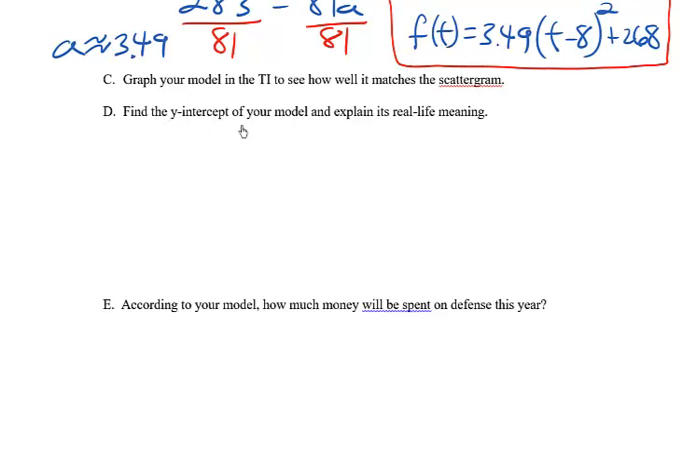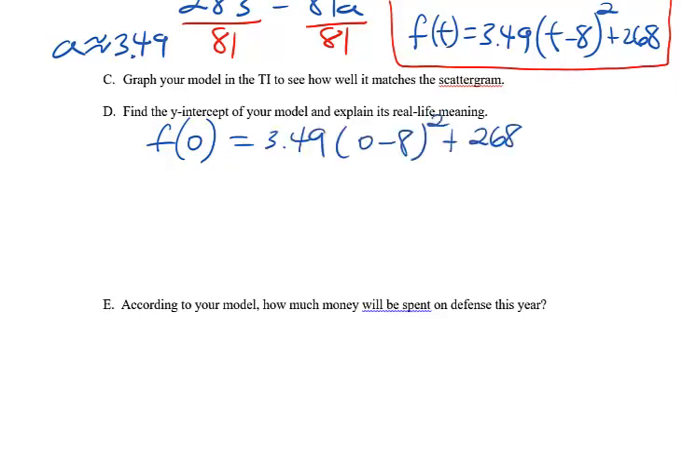The next question says, find the y-intercept of this particular model and then explain what it is that we've found from a real-life standpoint. Well, you find y-intercepts the same way no matter what kind of function you're talking about, and that is by replacing the x with 0. In this problem, t is our x, so essentially all I need to do is find f of 0. Replace all those t's with a 0.